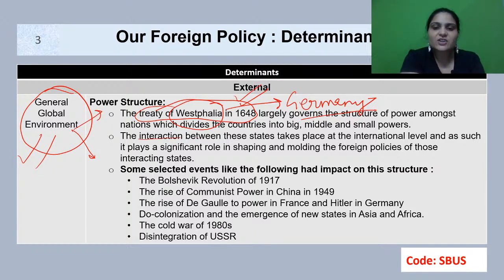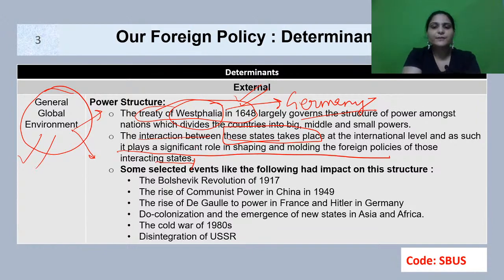It decides the interaction that takes place between these states based on their determination of power at the international stage. The more powerful the state is, the more the way it interacts with other states changes. The bigger powers usually have a more aggressive stance on everything. The middle powers like India will always be the balancers in international relations, and the smaller powers will either try to congregate together, like the African Union or the island nations, or they will try to align with the bigger powers.